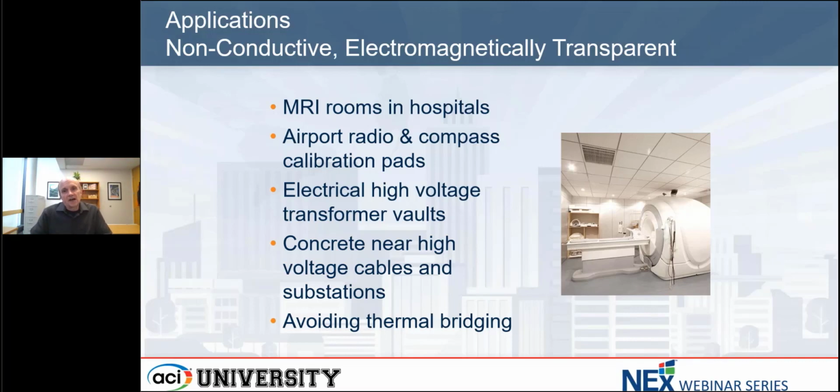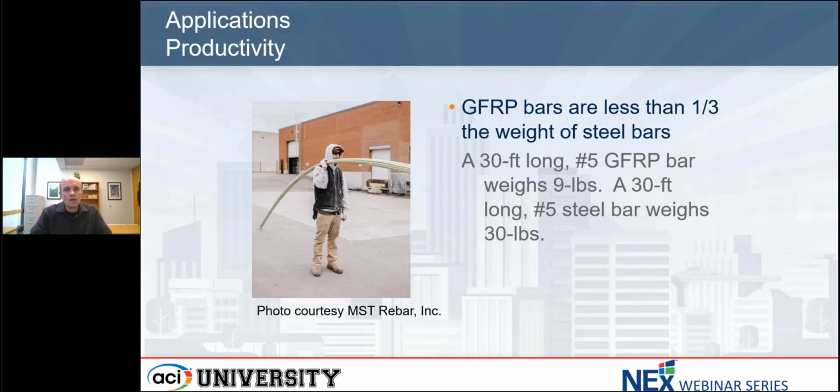But all of that aside, I would say that really right now in 2023, the most common use of FRP is not necessarily because it's non-corrosive or it's non-conductive, non-metallic. A lot of the use of FRP is really driven by just plain productivity. FRP reinforcement is really to a point now where it is in a lot of cases favored by contractors because it is so easy to install.